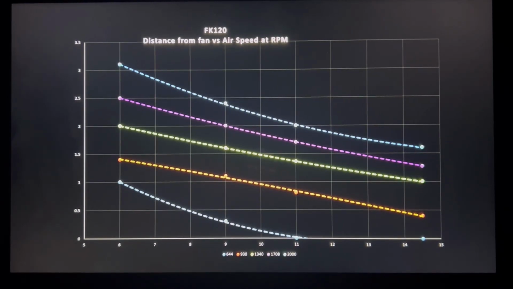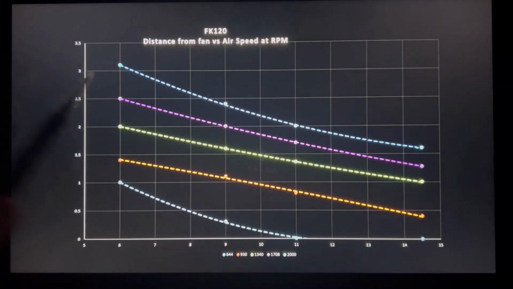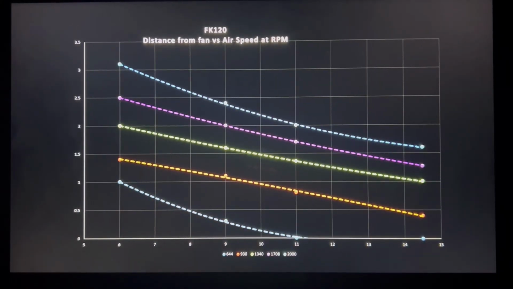So what kind of loss do we expect? Well, we want the line to be as flat as possible, and we want it to be as linear as possible. That indicates that it has a very slow drop in performance and that the air more or less is being pushed straight out the back of the fan as opposed to being shot out to the sides.